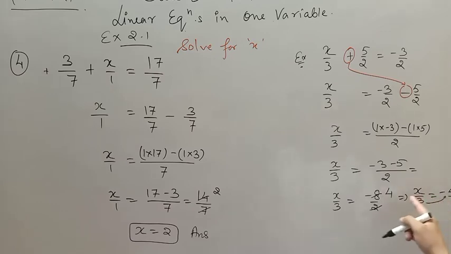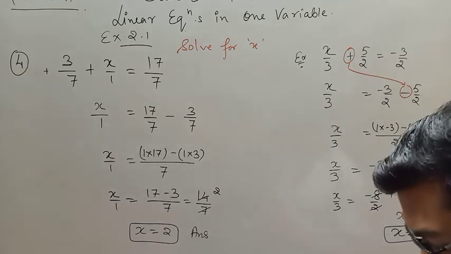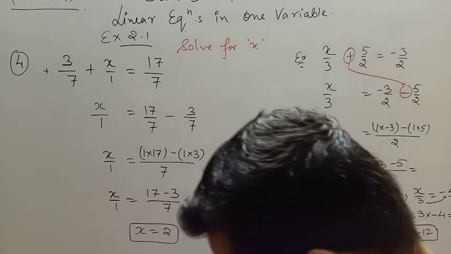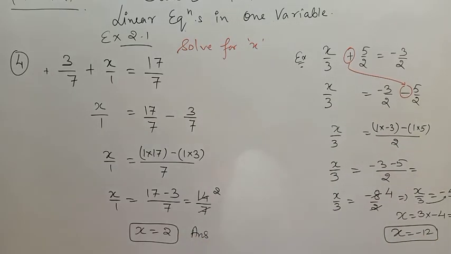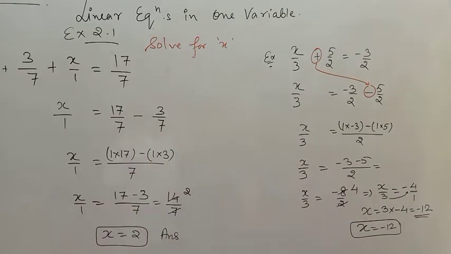So for getting the value of x, I just need to cross multiply 3 with minus 4. So x equals to 3 into minus 4, which is equals to minus 12. So x is equals to minus 12 is your answer. Any doubt? Any doubt in this? If not, please note it down fast.